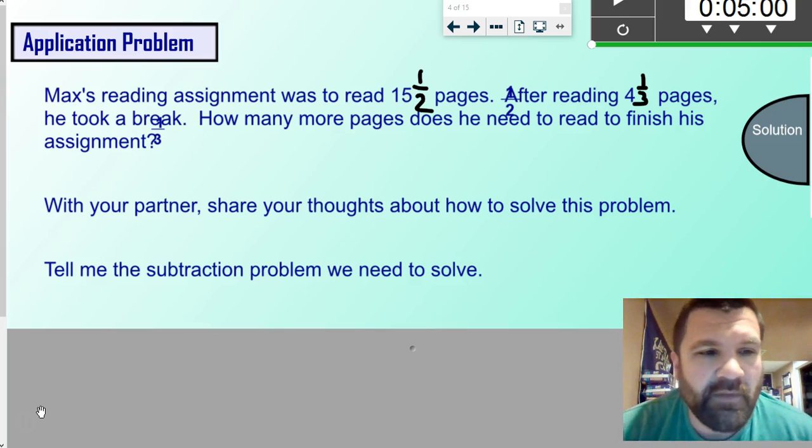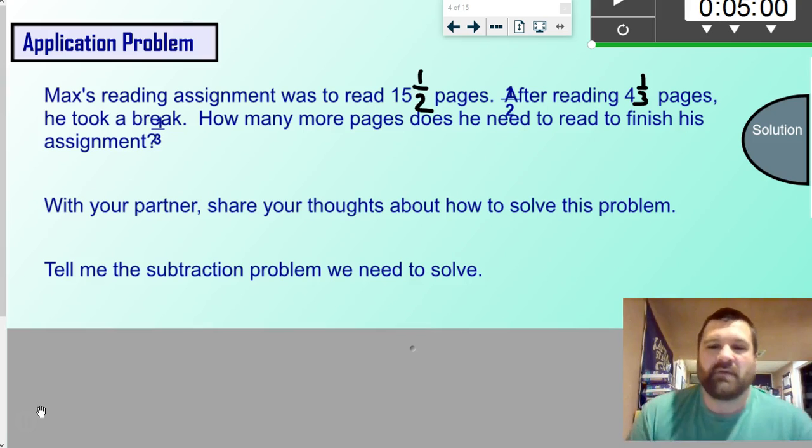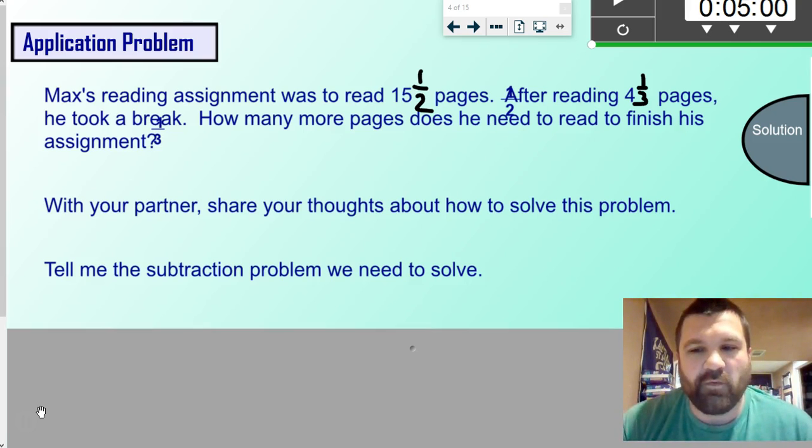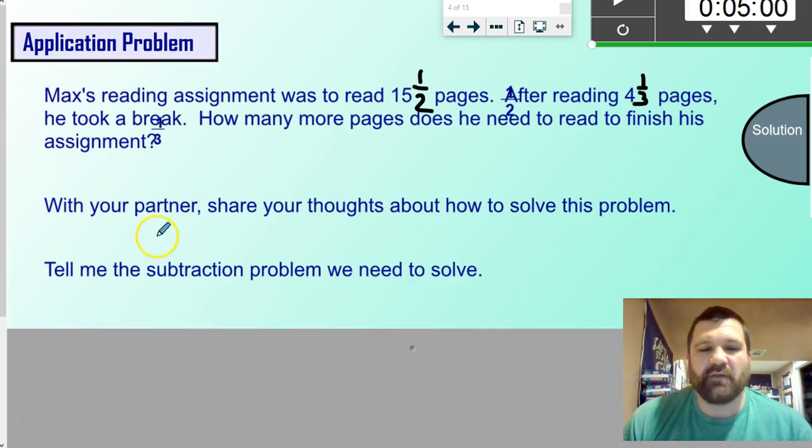Let's read it. Okay. So Max's reading assignment was to read 15 and a half pages. After reading 4 1/3 pages, he took a break. How many more pages does he need to read to finish his assignment? Kind of a tough one. So, in your head, how did you start it off? How are you about to solve this problem?